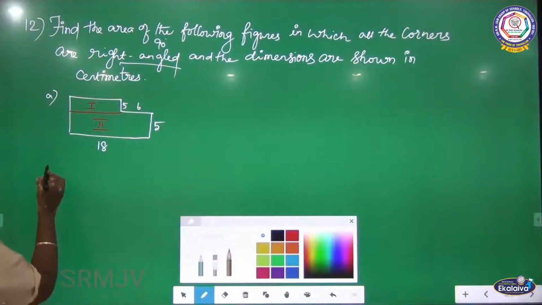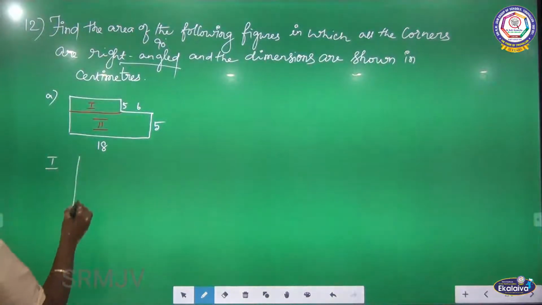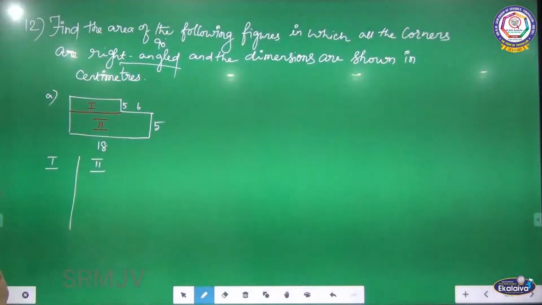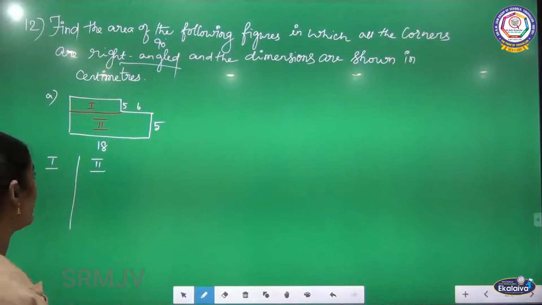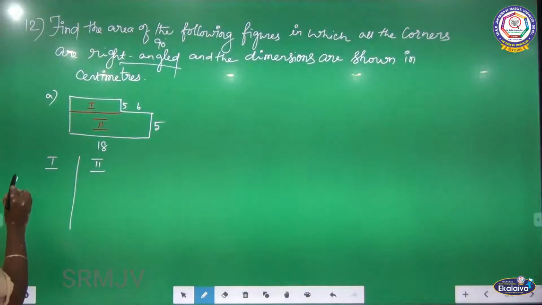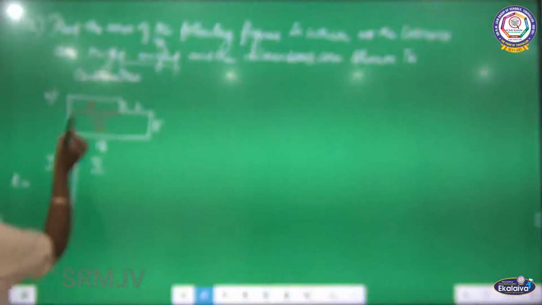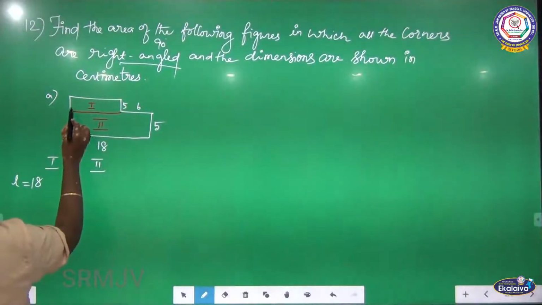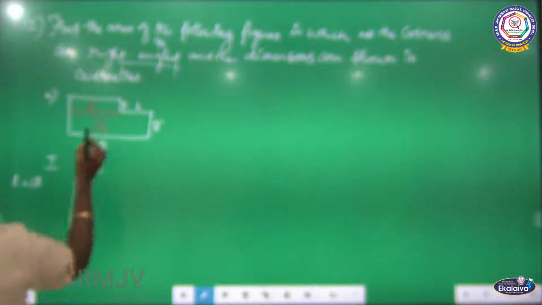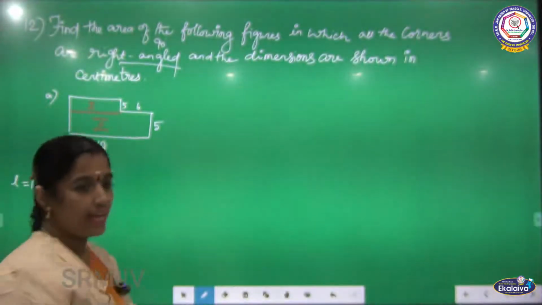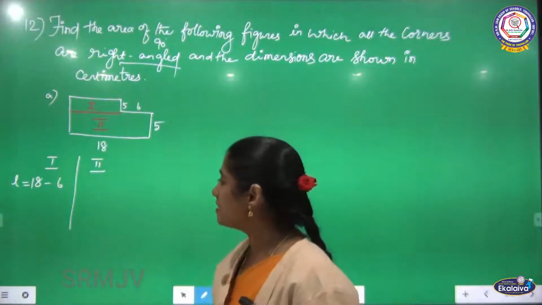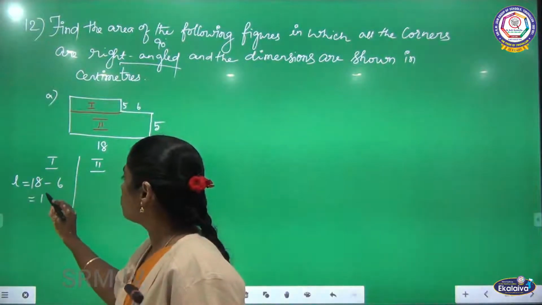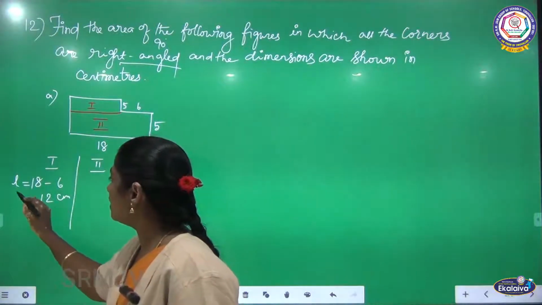Listen. See my first and second one. Length and breadth I am going to write. See my length. The total length is what? 18. I want from this part to this part. So 18 minus 6. 18 minus 6, what is the answer? 12. So your length is 12 centimeter.